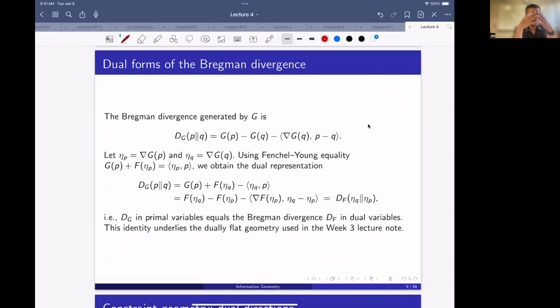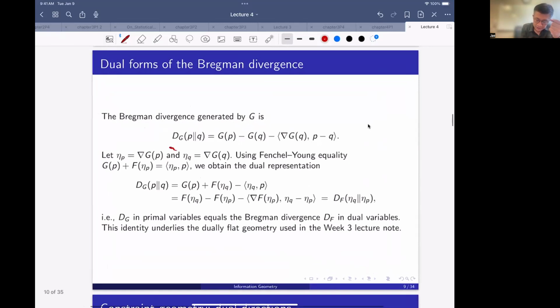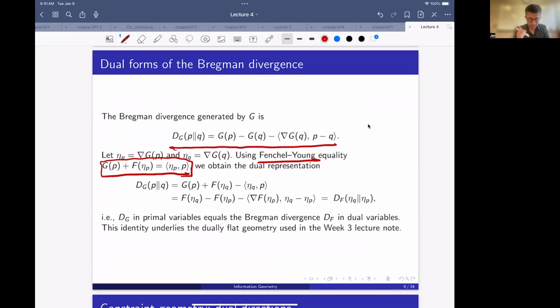So now we're going to use G as a convex function and construct the Bregman divergence, right? And so this is the definition of the Bregman divergence. And now we use the Fenchel-Young equality at this point, right? Because we know that when the equality in the Fenchel-Young inequality holds, then we can basically express.